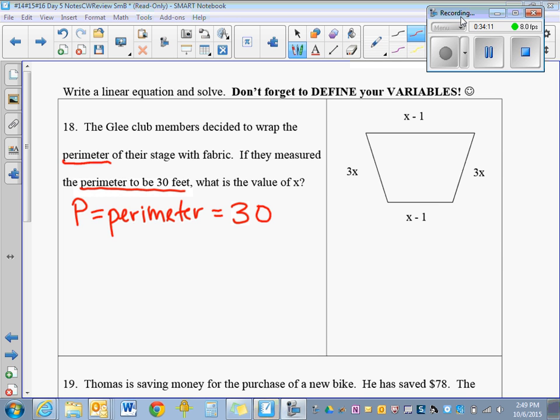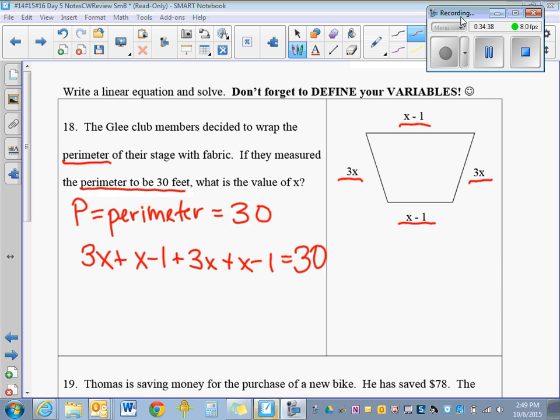And our perimeter here is 3x plus x minus 1 plus 3x plus x minus 1, right? 3x plus x minus 1 plus 3x plus x minus 1. And all that added together should equal my total perimeter of 30. Does that make sense?